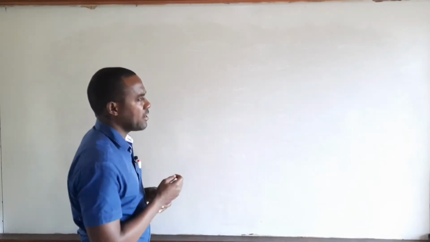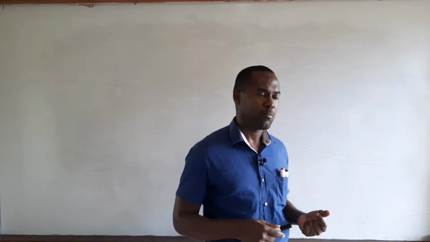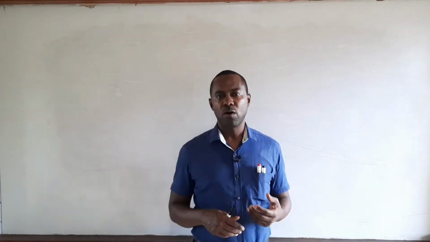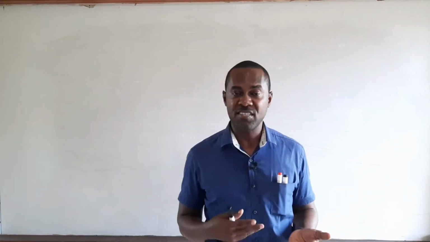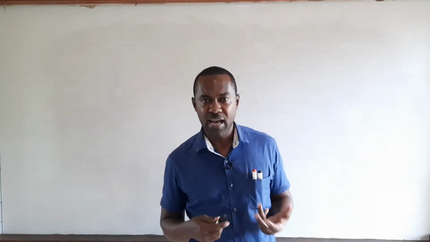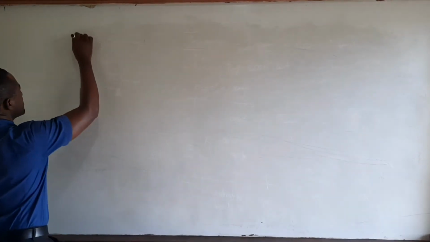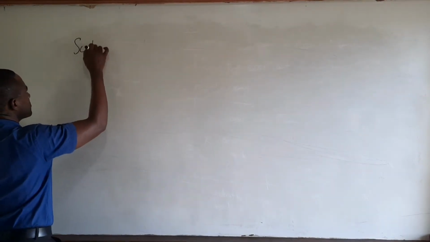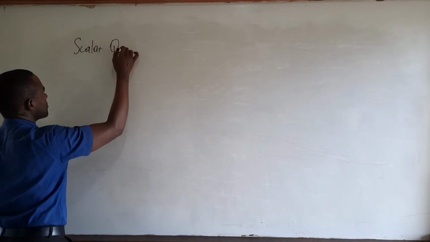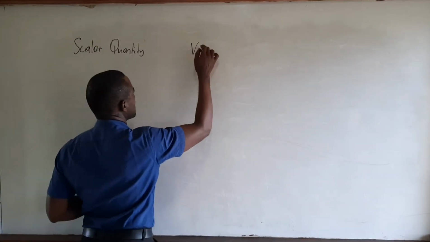Now, what exactly is a scalar quantity and what exactly is a vector quantity? A scalar quantity is one which has only magnitude or size, whereas a vector quantity has both magnitude and direction. So, scalar quantity and vector quantity.